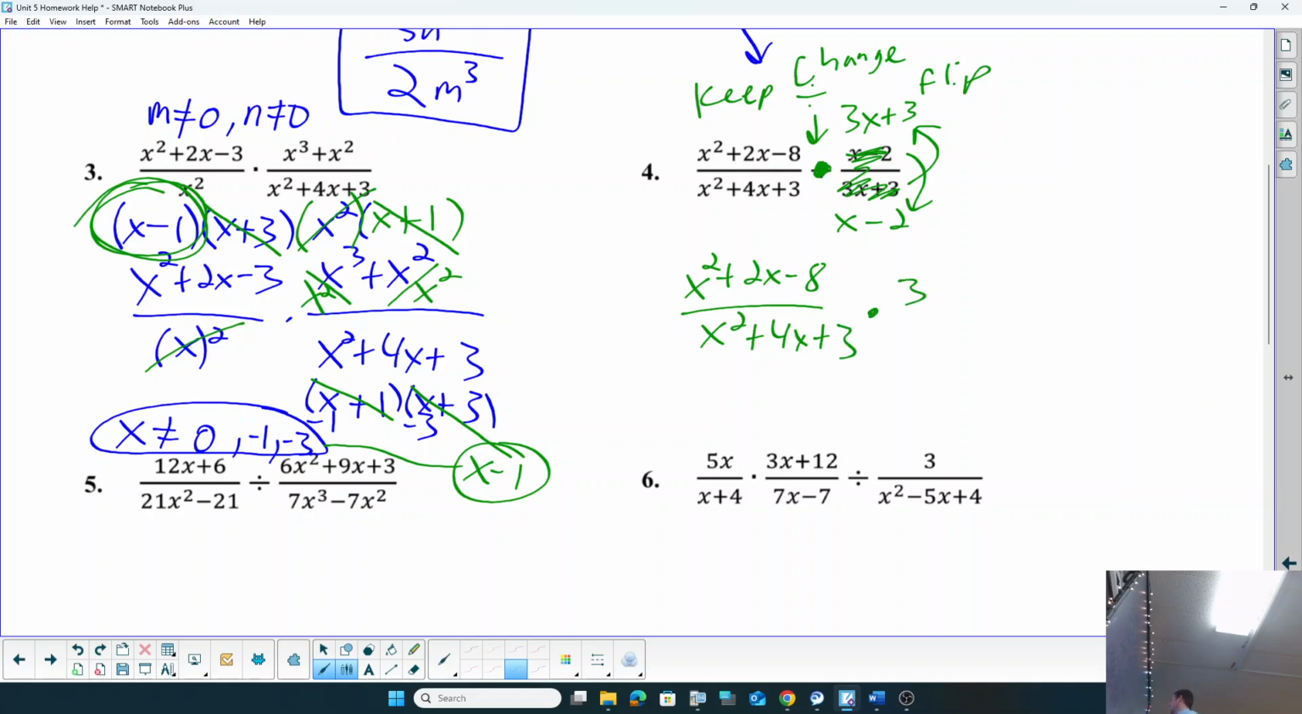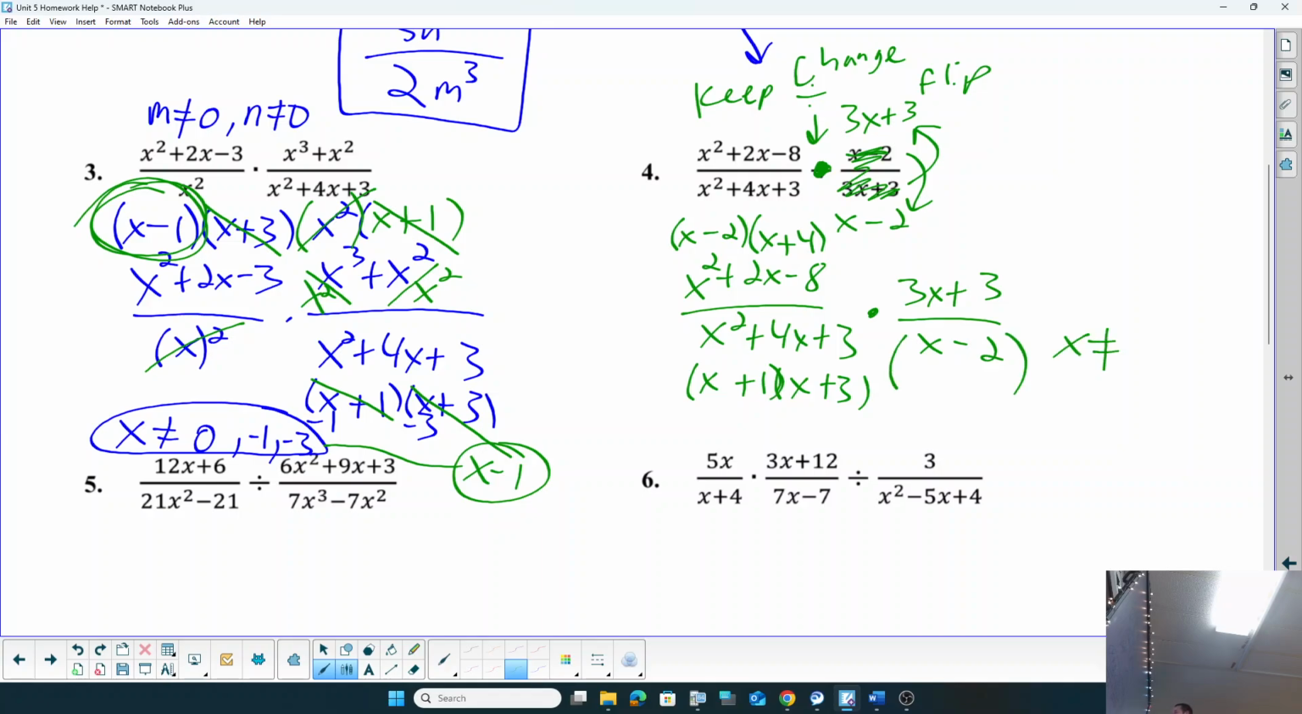times 3x plus 3 over x minus 2. And we got to factor. Factor the top, factor the bottom. We get 2 times 4 is 8. Sign of the middle term goes with the bigger number. We got 1 and 3. Nice. And then over here we have an x minus 2. So we have 3 restrictions, it looks like.